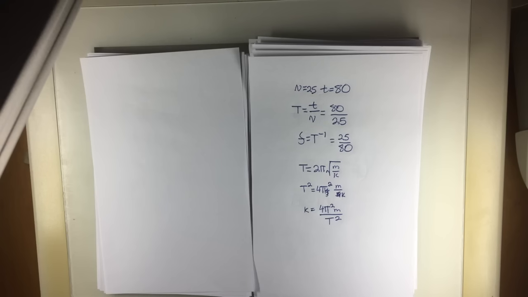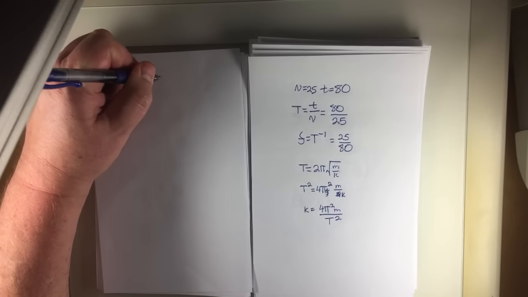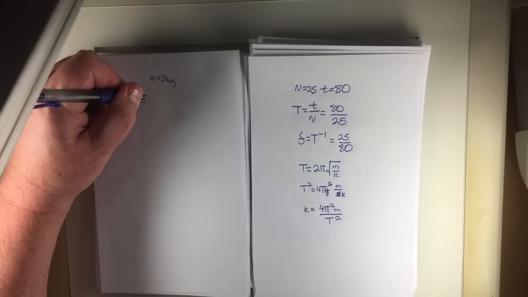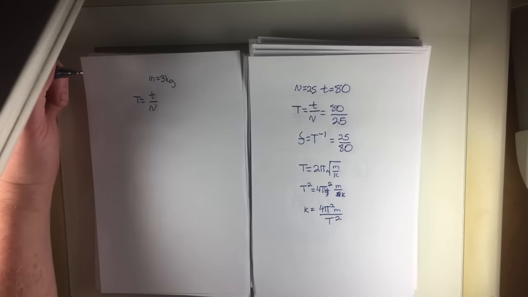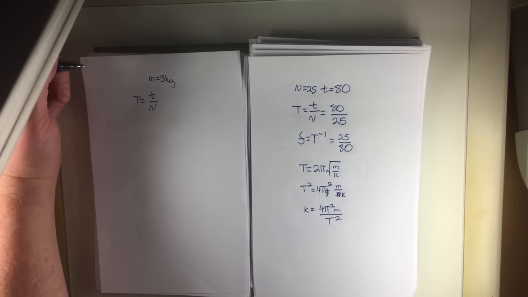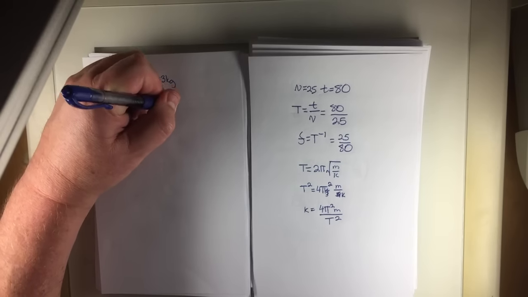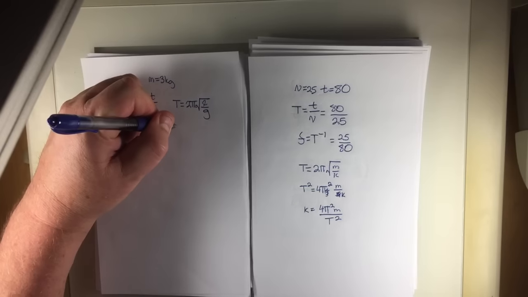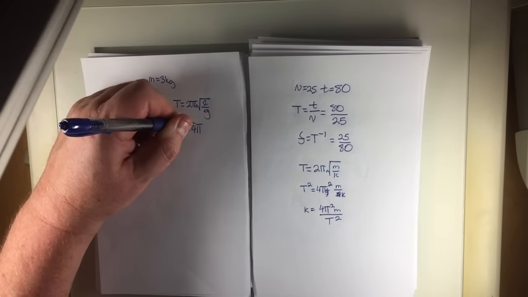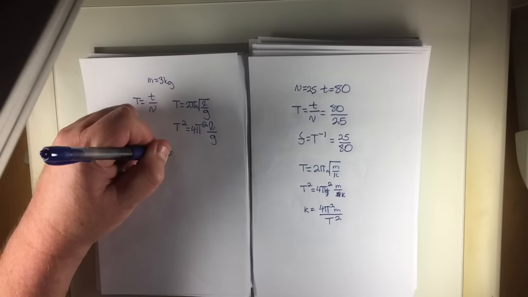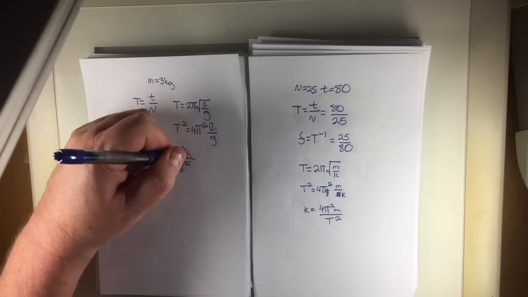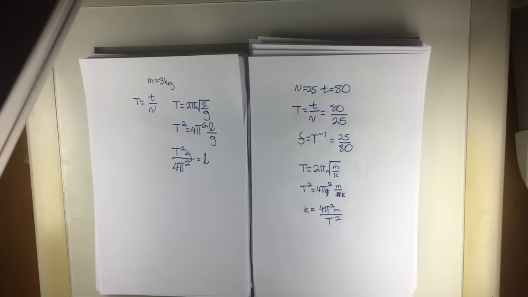Number 12, we have a simple pendulum. The mass is 3 kilograms. Doesn't really matter because it's a simple pendulum. It oscillates 45 times in 145 seconds. The period is total time over N. N is 45, total time 145. How long is the string? So T is 2 pi square root L over g. Looking for L, T squared is 4 pi squared L over g. T squared g over 4 pi squared is equal to L. And that's the length.